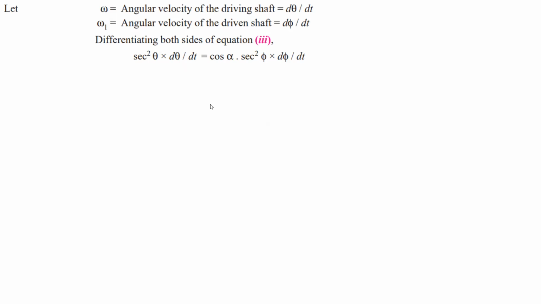So your equation will look like this: omega 1 upon omega, this is omega and this is omega 1, so it will look like sec square theta upon this term, cos alpha into sec square phi. Sec square theta is written as 1 upon cos square theta. You know, sec square theta is equal to 1 upon cos square theta. Here it is written like this.